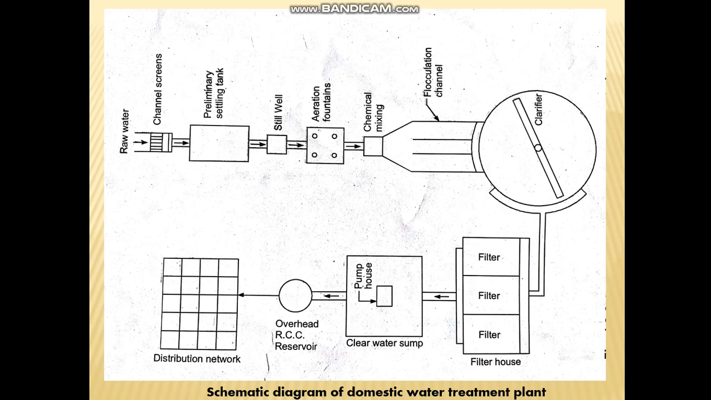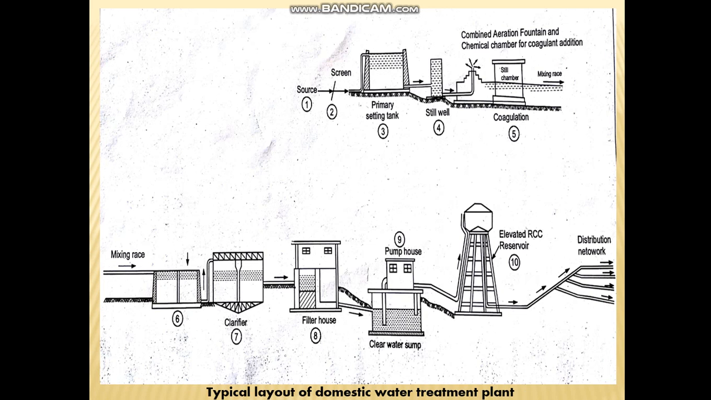So this is the schematic diagram of a domestic water treatment plant. It covers all the processes simply. I have not given a brief discussion of all the units, but I have given the basic information of all the units and the basic process which is done in all the units. So this is the typical layout of a domestic water treatment plant. This is the elevation.